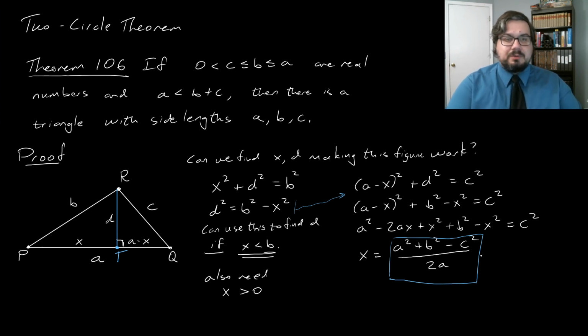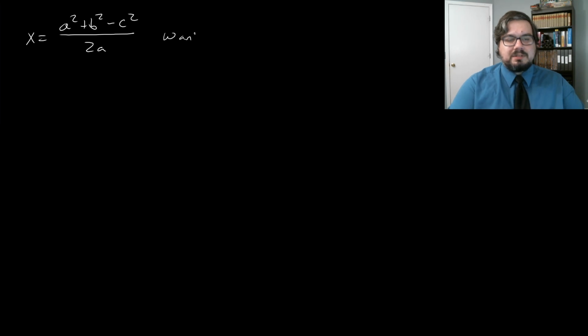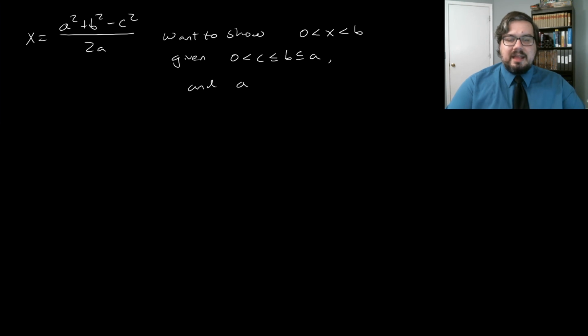Let's move that to the next page. So we have x is equal to a squared plus b squared minus c squared all over 2a, and we want to show that x is strictly between 0 and b, given that c, b, and a are all positive, a is greater than the other two, and a is less than b plus c.